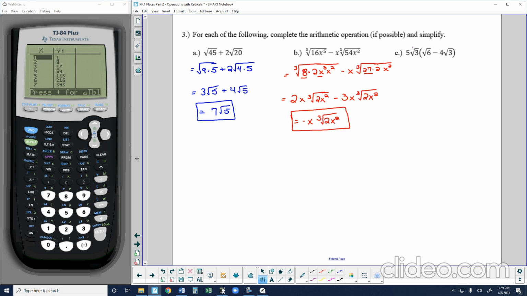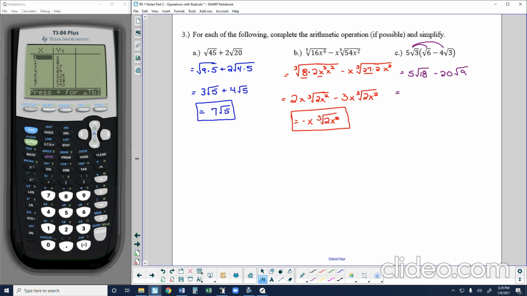We can do the operation of distribution. We can multiply the 5 root 3 to both things. So 5 root 3 times root 6. Now here's our multiplication property for roots. They're both square roots, so I can multiply the numbers on the insides to each other. So the 5 is left unchanged. Root 3 times root 6 would be root 18. As I distribute the 5 root 3 to the 4 root 3, I would do 5 times 4, which is 20, and root 3 times root 3 would be root 9.